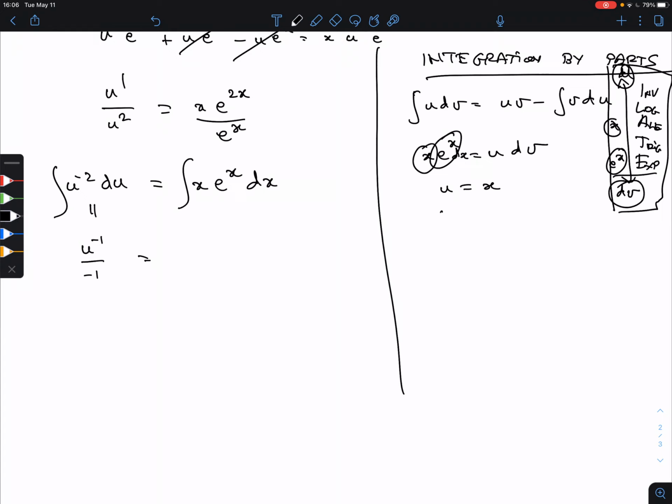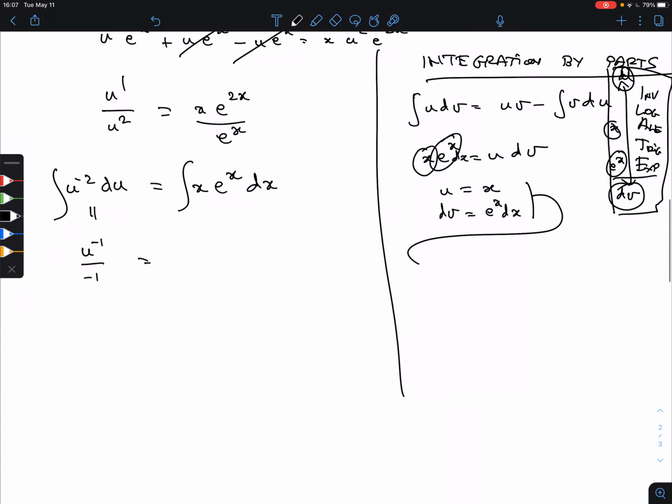So u is x, and dv is e^x dx, of course, don't forget the dx. Once you have made this choice based on this isolate pattern, you have to find the other guys. So du is dx, and v is the antiderivative of e^x, which is e^x. And then you plug this whole thing into this formula.